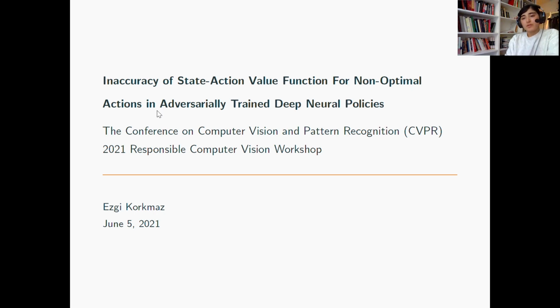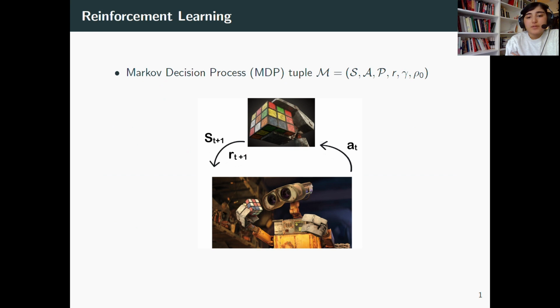We will be talking about reinforcement learning, state action values, and actual examples. In more detail, we will be talking about inaccuracy of the state action value function for non-optimal actions in adversarially trained deep neural policies. I would like to start with reinforcement learning.